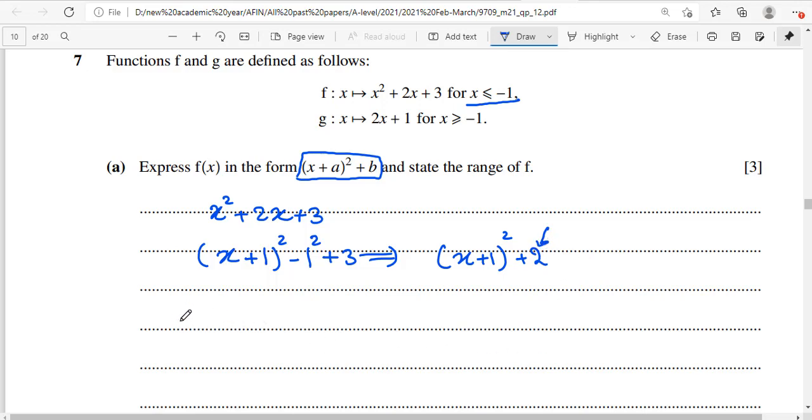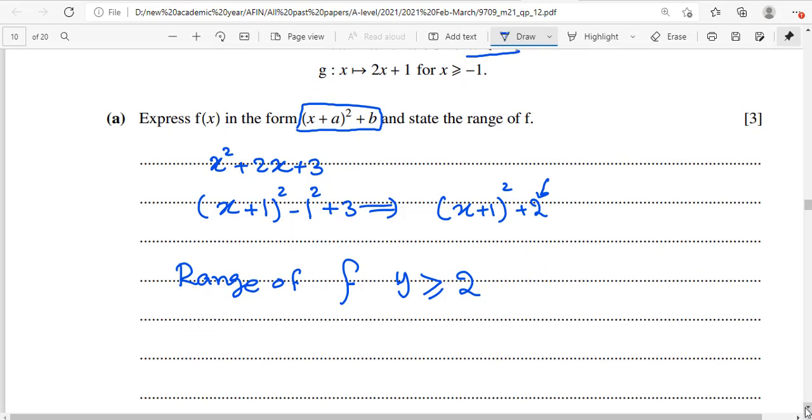Then the range of f is y greater than or equal to 2. Because this bracket can be 0 by writing negative 1 in place of x, then negative 1 plus 1 is 0, what's remaining is 2. So this expression can never be less than 2. It could be 2, but it cannot be less than 2. Then this is the range. This part done.